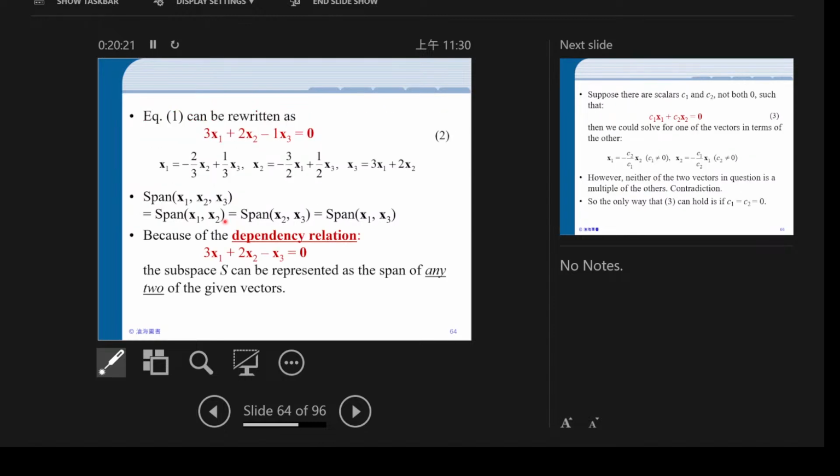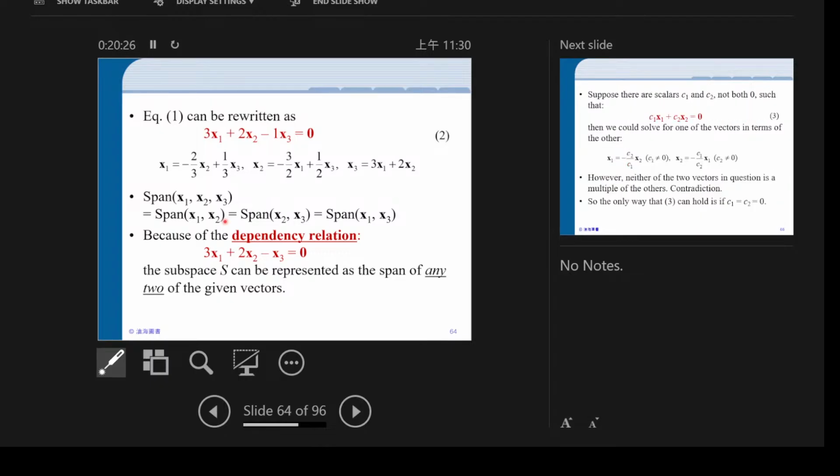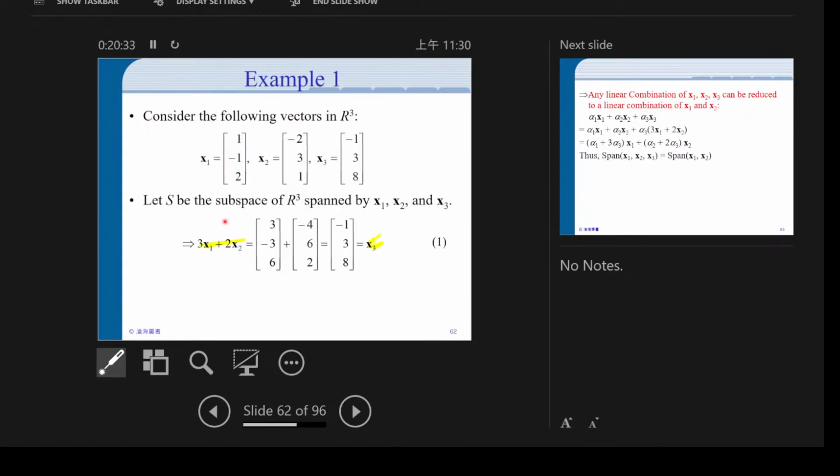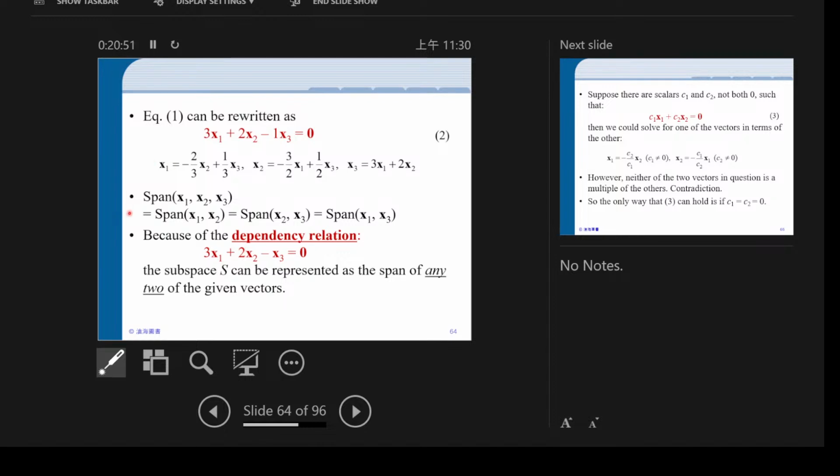So still in ex1. Logic here is a bit confusing. Okay, so I guess let's do this once again. So let's see high level. We have this x1, x2, x3 here, and we say that x3 has this dependency on x1, x2. So we can eliminate x3, and we know the span of x1, x2, x3 is just the span of x1 and x2.